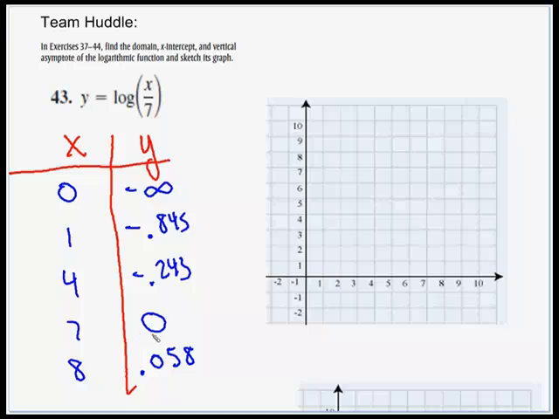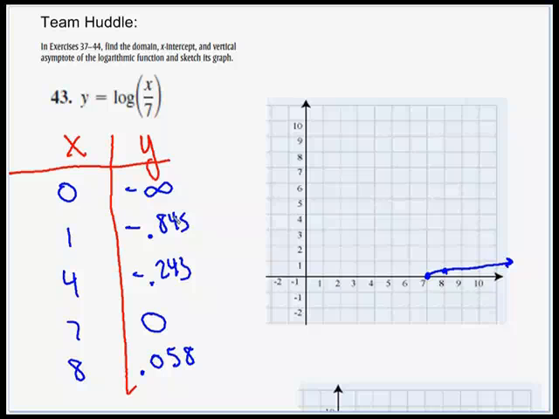And let's investigate that 0 a little bit. We plugged in a value of 7. So log of x over 7 becomes log of 7 over 7, or the log of 1. And the log of 1 is 0. So let's graph some of these points. Let's start with the easy one. 7, 0. Over 7, up 0. Over 8, up 0.05. So we're barely off the x-axis. So we are going to be heading up this way very, very slightly.